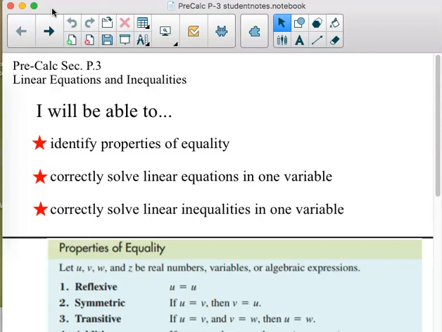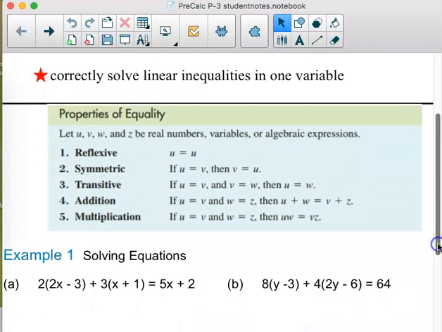Correctly solve linear equations in one variable. Solving for x, piece of cake. Can do that. Correctly solve linear inequalities in one variable. So less than, greater than, less than or equal to, greater than or equal to. So maybe not quite so high a rating for yourself on these properties of equalities, but hopefully with this little refresher, they'll start to come back.